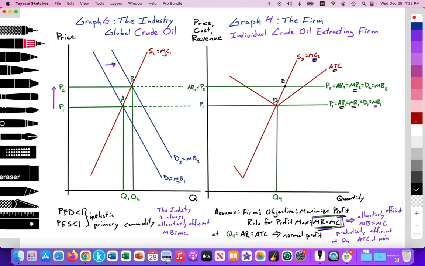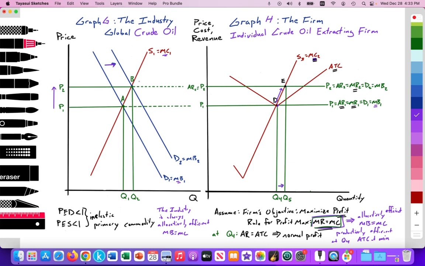Okay, so let's set the quantity at Q5. So there's an increase in the quantity supplied by individual oil extracting firms. Increases from Q4 to Q5. And we see an increase in the quantity supplied from point D to point E. All right, quantity supplied is increasing. There's an incentive there to increase output because total revenue and profits will increase as a result.